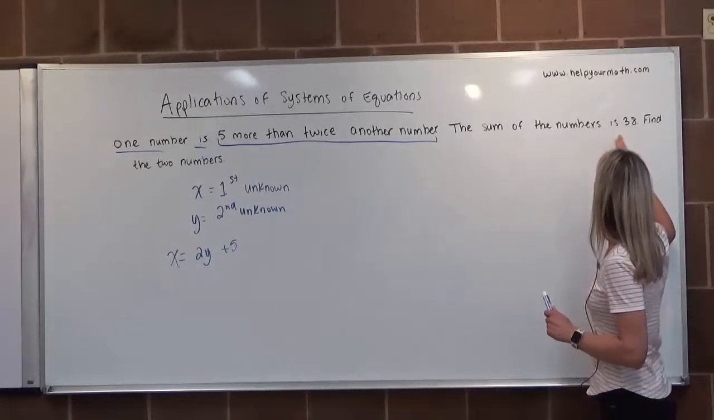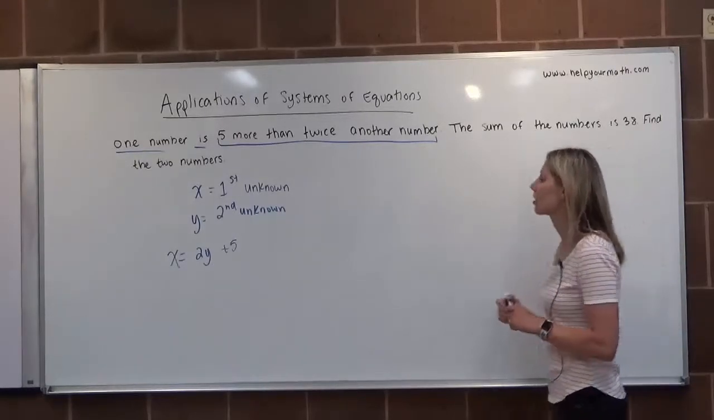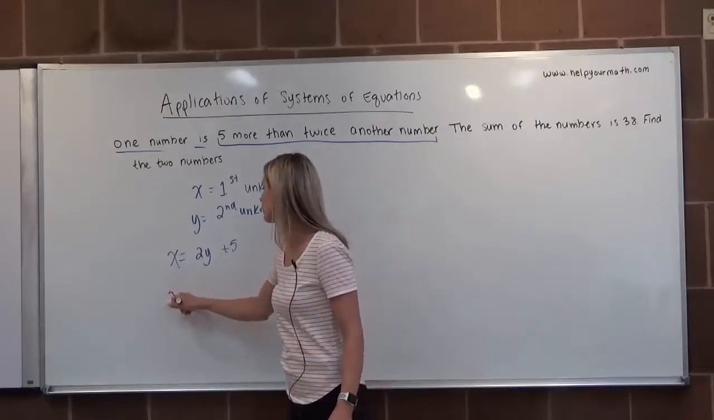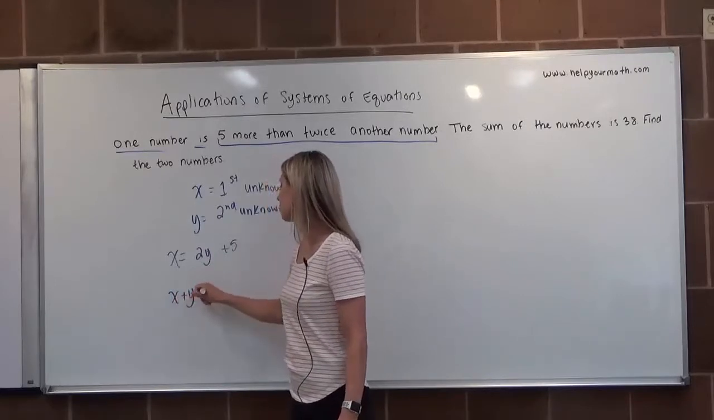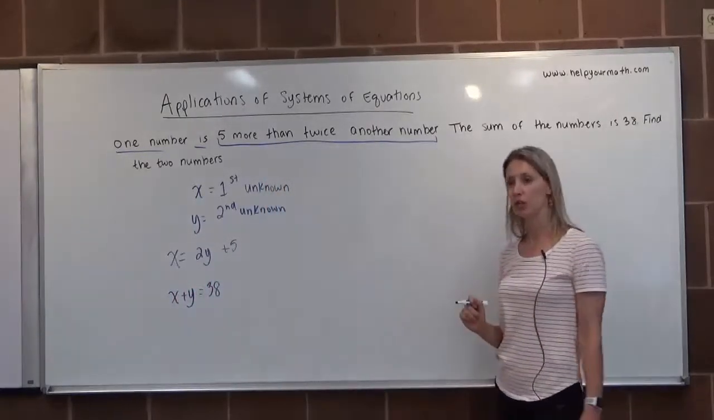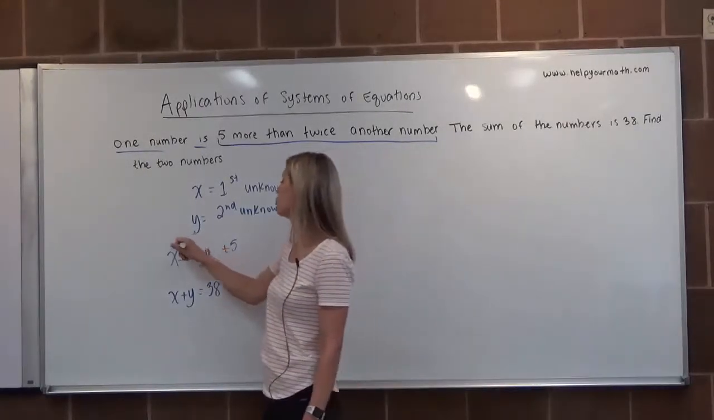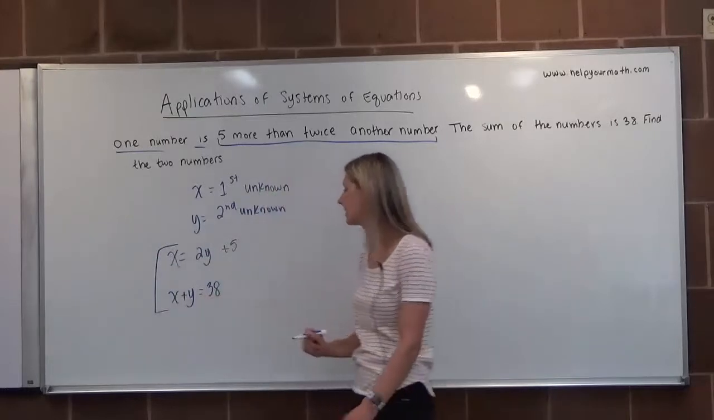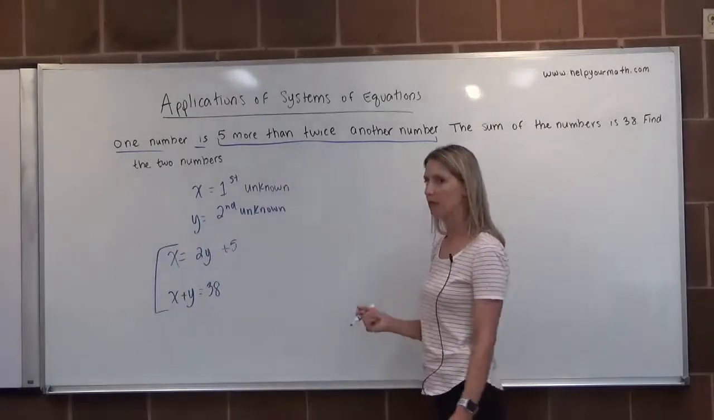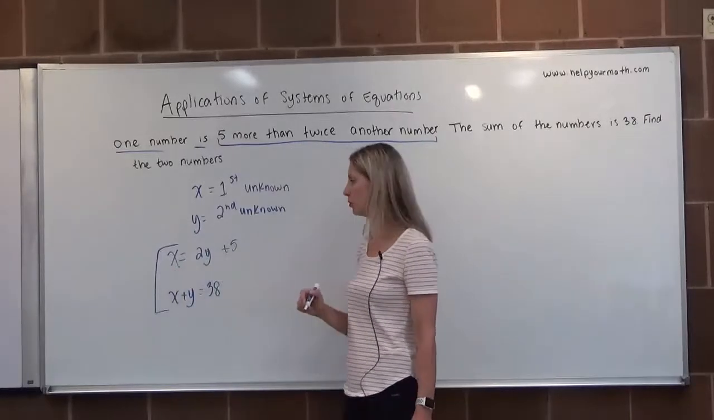Okay, the second sentence, the sum indicates addition. The sum of the two numbers, what two numbers? Oh, our unknowns. The sum of the numbers is 38. So now we have another sentence, x plus y is equal to 38. Now we do want to determine the value of the two numbers. Well, we have two variables and we have two equations, so this looks like a nice system of equations. The best method to use here, since we already have x by itself in one equation, let's use substitution.